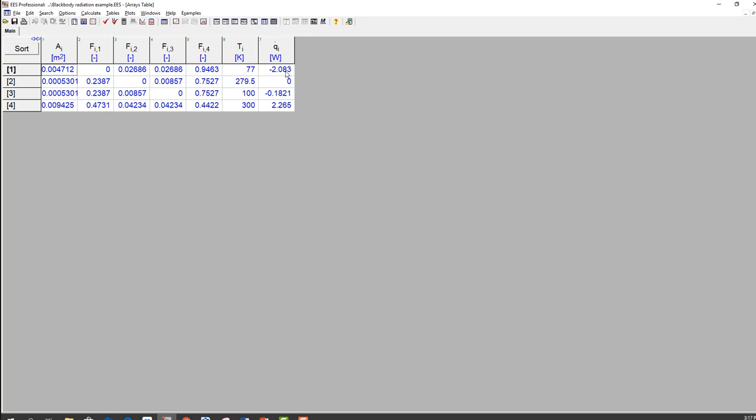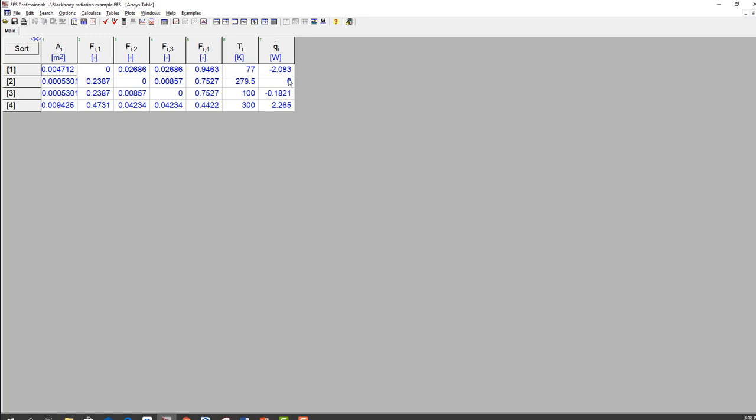So what does that mean? That means that there's actually a net heat transfer rate by radiation of 2.1 watts into that cold surface, right? If you go out to the warm surface, 300 Kelvin, the net heat transfer rate by radiation from that surface is positive. It's 2.267 or 2.265 watts. That makes sense, right? That surface is radiating to the colder surfaces that are surrounding it.